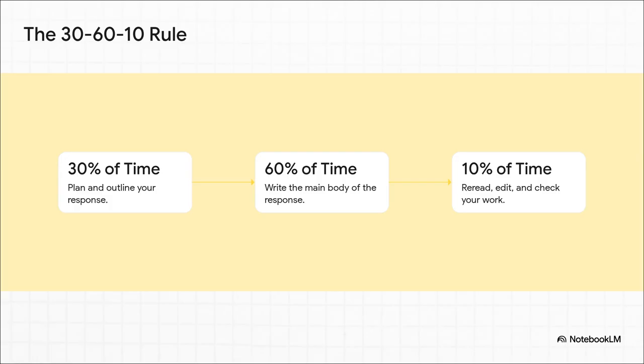When you're tackling one of these, a great strategy to keep in mind is the 30-60-10 rule. Spend about a third of your time planning and outlining. Then, a little over half your time actually writing, and then save that crucial final 10% for rereading and polishing. It's a simple little framework, but it can make a huge difference in quality.